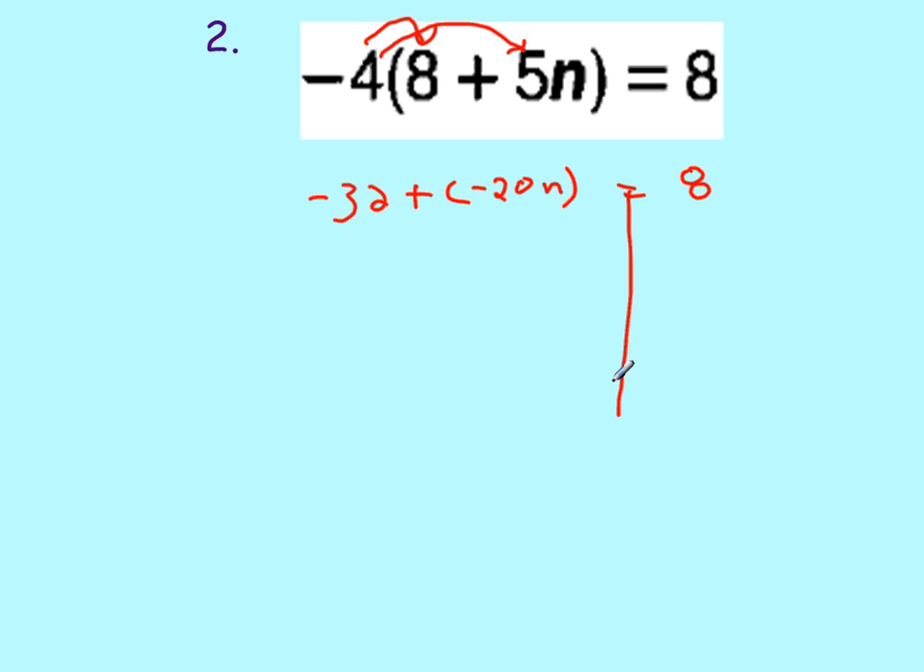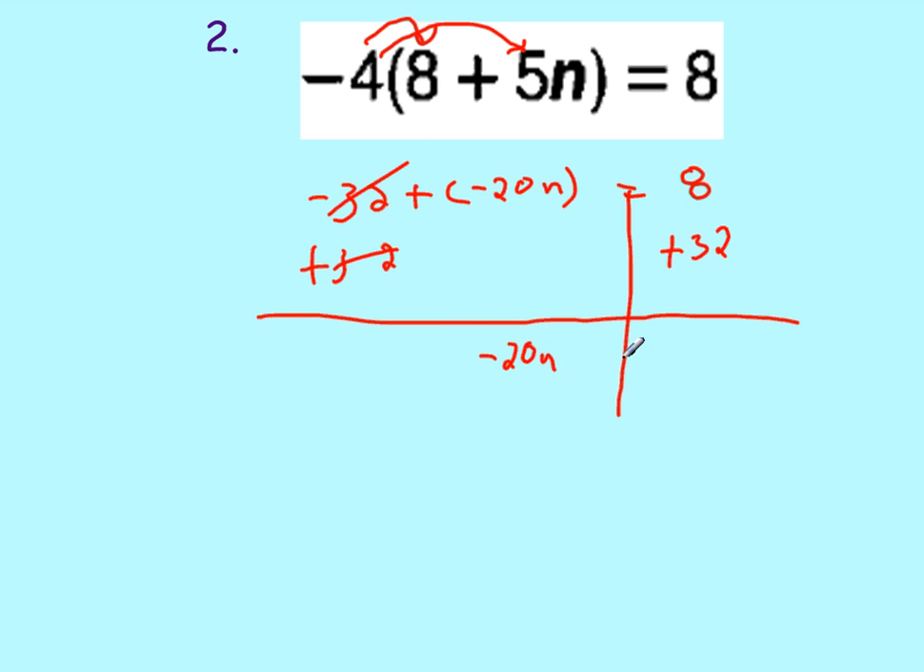Now we have our 2-step equation. Add 32 to both sides. Our first term cancels out. We're just left with 20 and equals 8, and 32 is 40. Divide by negative 20. Cancel out this term. We get n. And then 40 divided by negative 20 is negative 2.